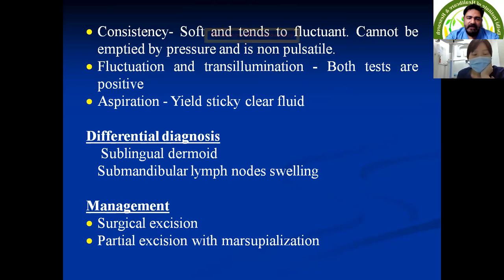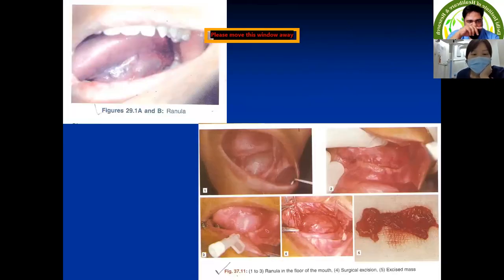Differential diagnosis: sublingual dermoid or submandibular lymph node swelling. Management: surgical excision, and partial excision with marsupialization if the content is more. You can see the swelling, slightly bluish in color.